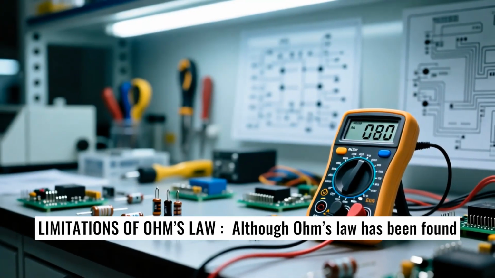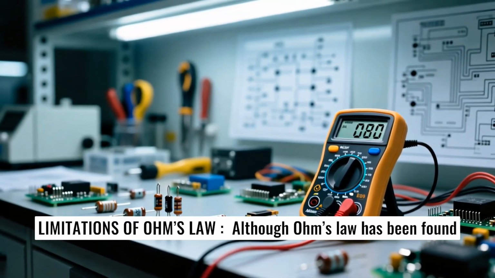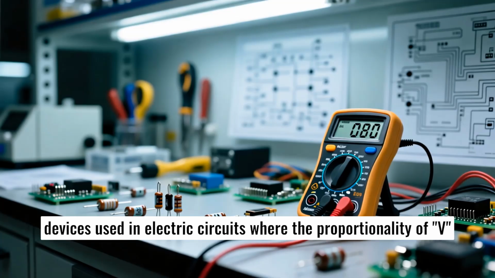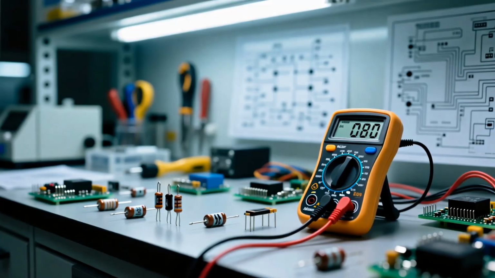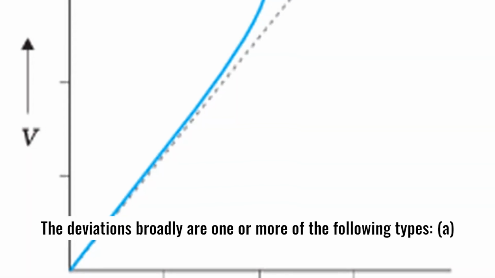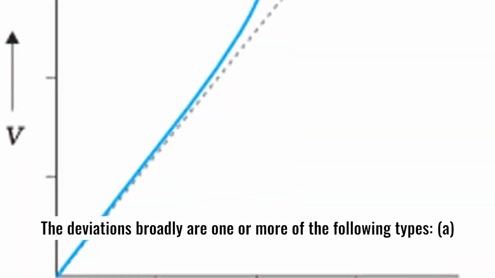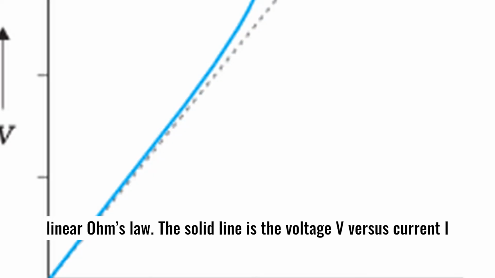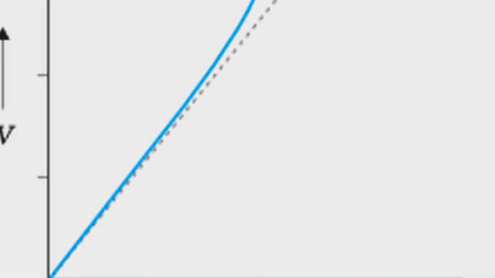Limitations of Ohm's law. Although Ohm's law has been found valid over a large class of materials, there do exist materials and devices used in electric circuits where the proportionality of V and I does not hold. The deviations broadly are one or more of the following types. A. V ceases to be proportional to I. The dotted line represents the linear Ohm's law. The solid line is the voltage V versus current I for a good conductor.